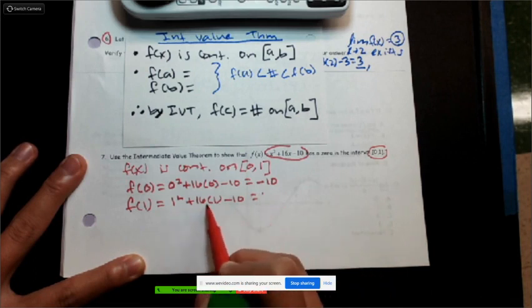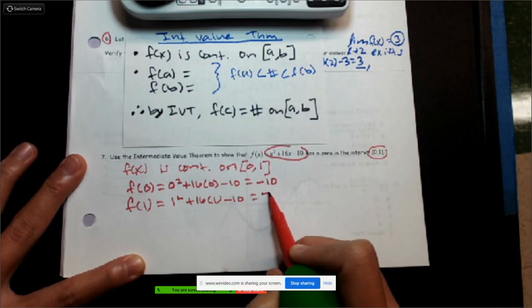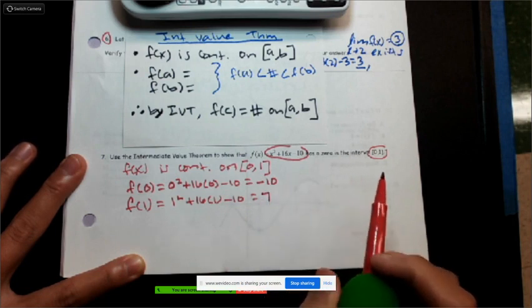That's going to be 17 minus 10 is 7. Oh, dear. I knew it.